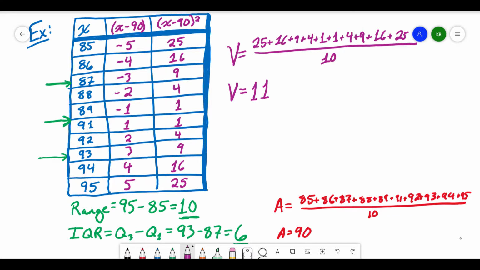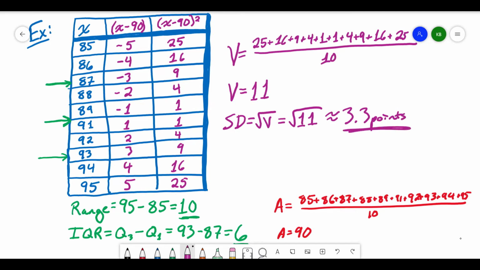So the last step that I had to calculate my standard deviation was to take the square root of my variance. So I'm going to take the square root of 11. So this is going to tell me that the standard deviation is about 3.3 points. And that's exactly how I would report that as well. I would say the standard deviation is about 3.3 points.